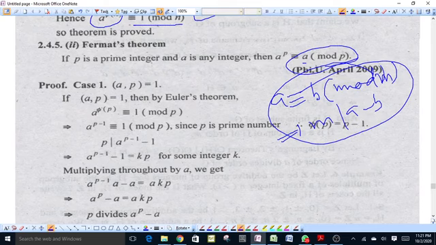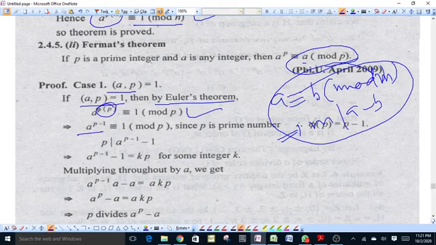First case: if a and p are relatively prime, then by Euler's theorem a raised to phi p is congruent to 1 modulo p. That implies, because p is a prime number, phi p will be equal to p minus 1. So a raised to p minus 1 is congruent to 1 modulo p. That implies p divides a raised to p minus 1 minus 1. Therefore, a raised to p minus 1 minus 1 will be of the form kp for some integer k.